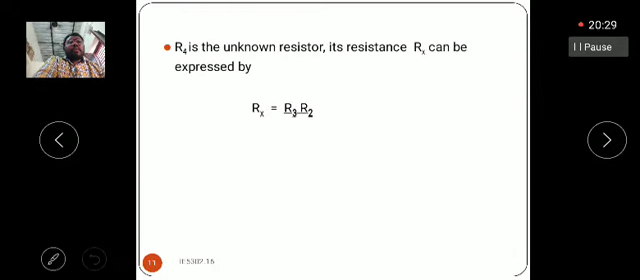Here, for example, R4 is the unknown resistor. Its resistance, which we take as the unknown resistance Rx, can be expressed as Rx is equal to R3 into R2 by R1.